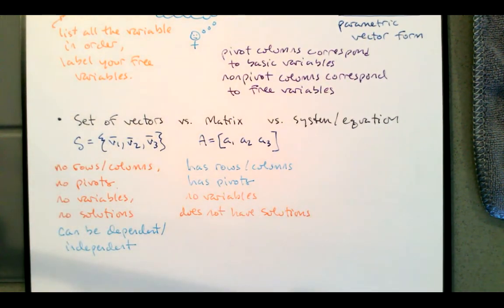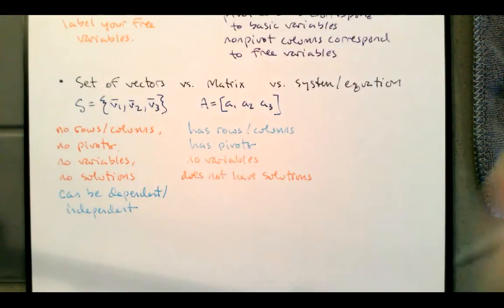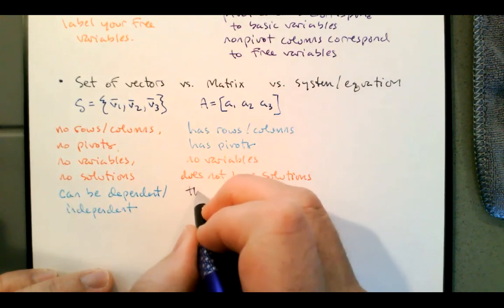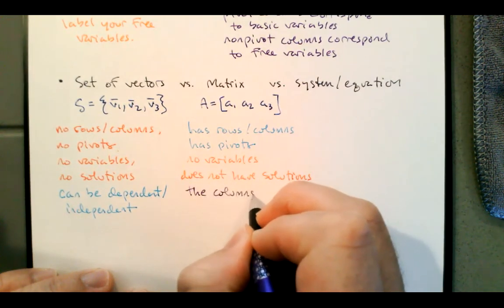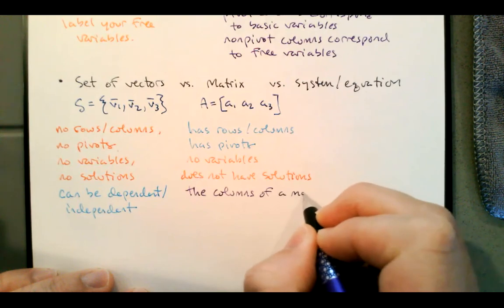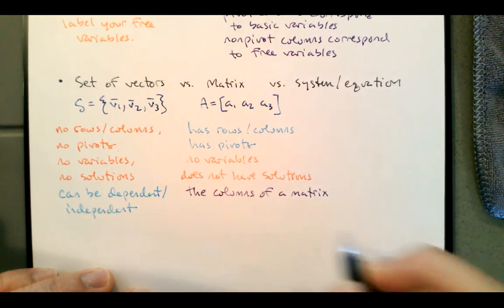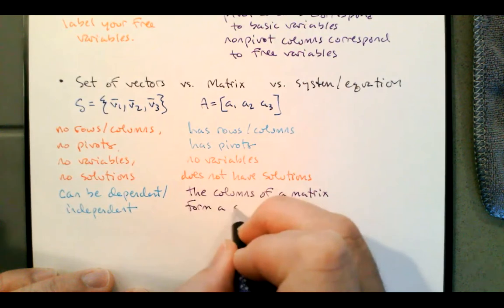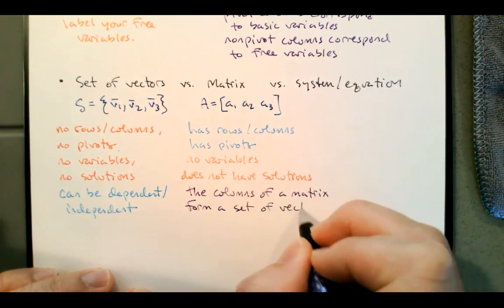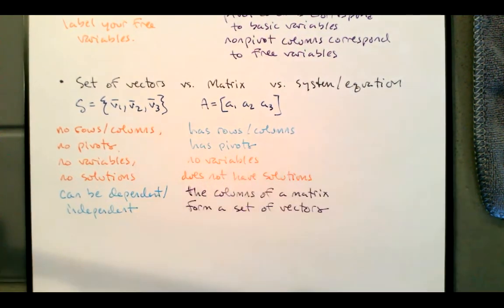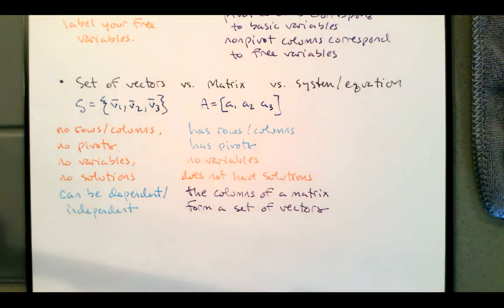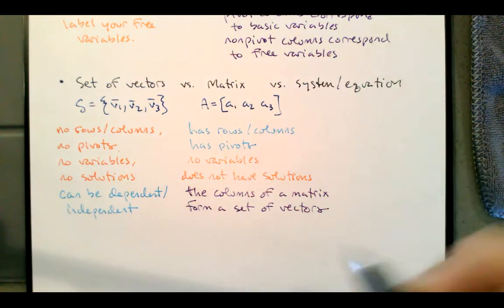We wouldn't want to say the matrix is dependent or independent, but we can think of the columns of a matrix as a set of vectors. So the columns of the matrix form a set of vectors. So we wouldn't want to say that the matrix is dependent or independent, but we could say that the columns of the matrix can be dependent or independent.